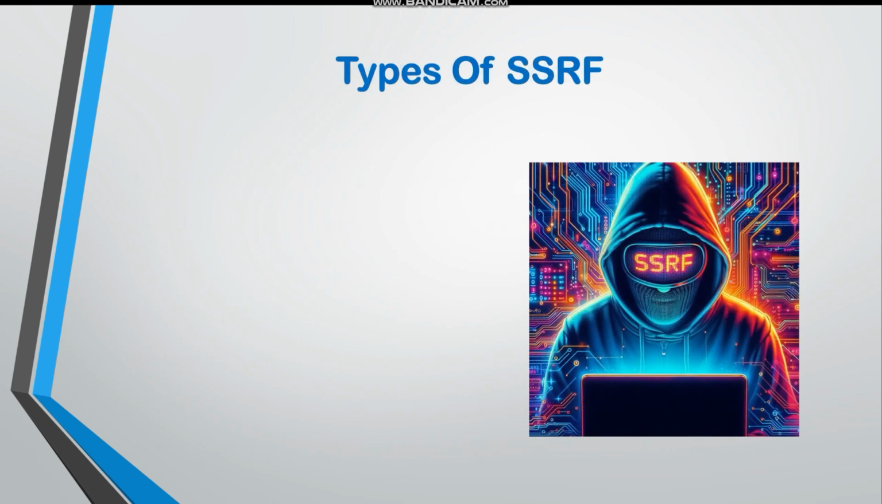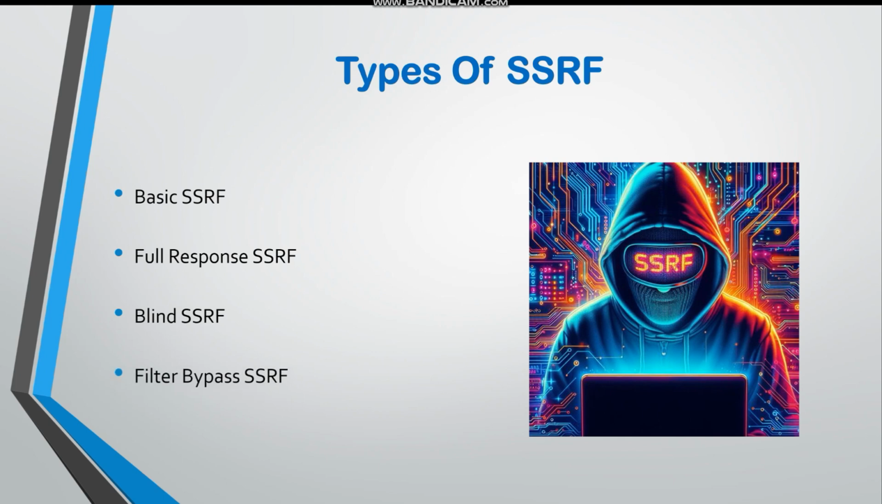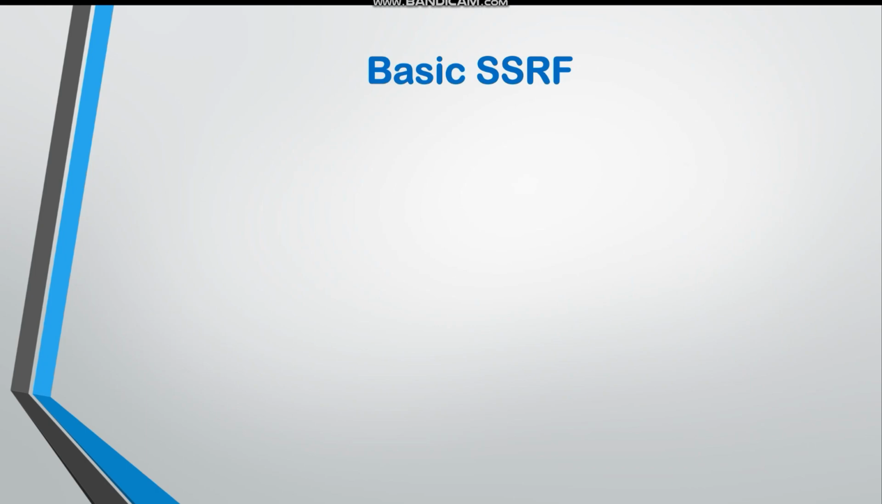Now let's see the types of SSRF. Broadly, we have four types of SSRF. The first one is basic SSRF, the second is full response SSRF, the third is blind SSRF, and the last one is filter bypass SSRF. Let's look at them one by one.